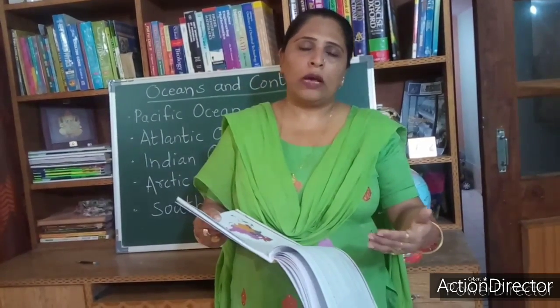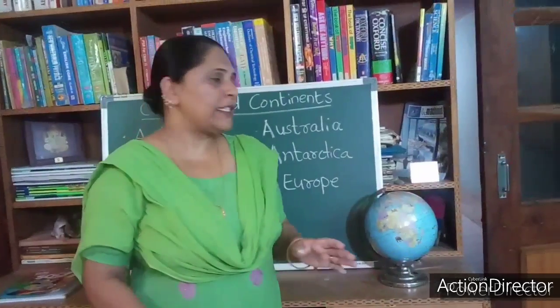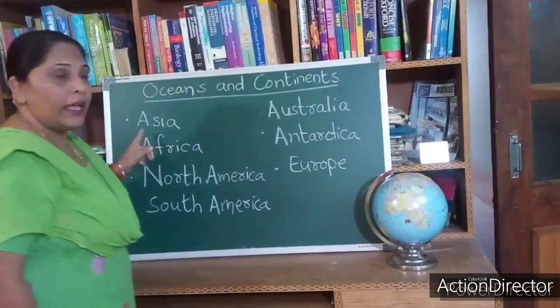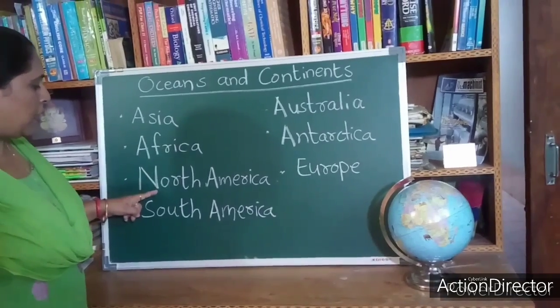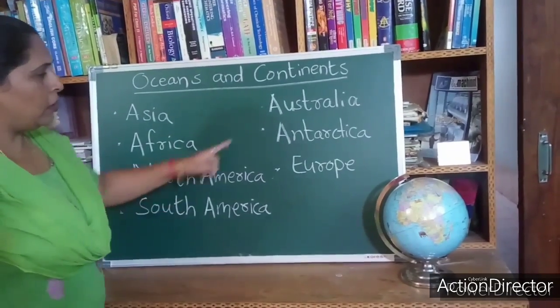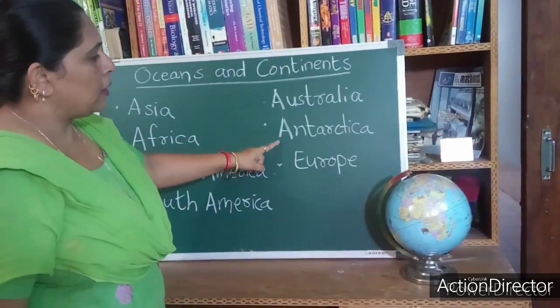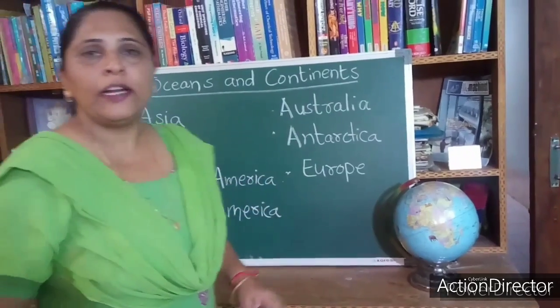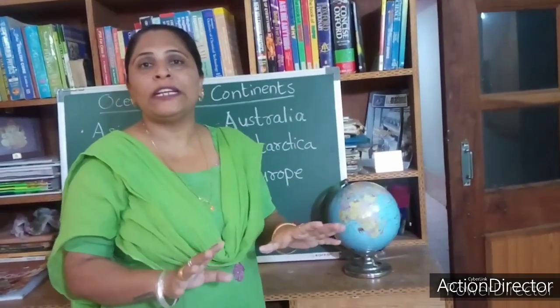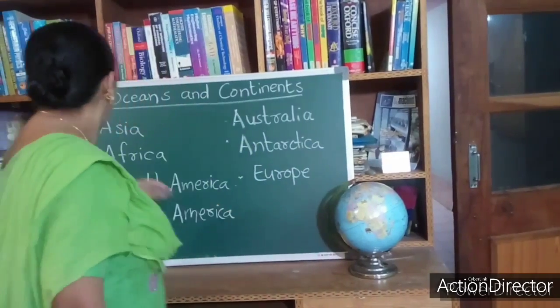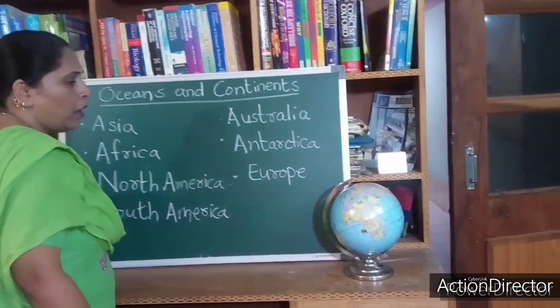So what do we know about our continents? I'll teach you about our continents. There are 7 continents: Asia, Africa, North America, South America, Australia, Antarctica, and Europe. Let me show you the geographical condition, which continent is situated where on the globe.